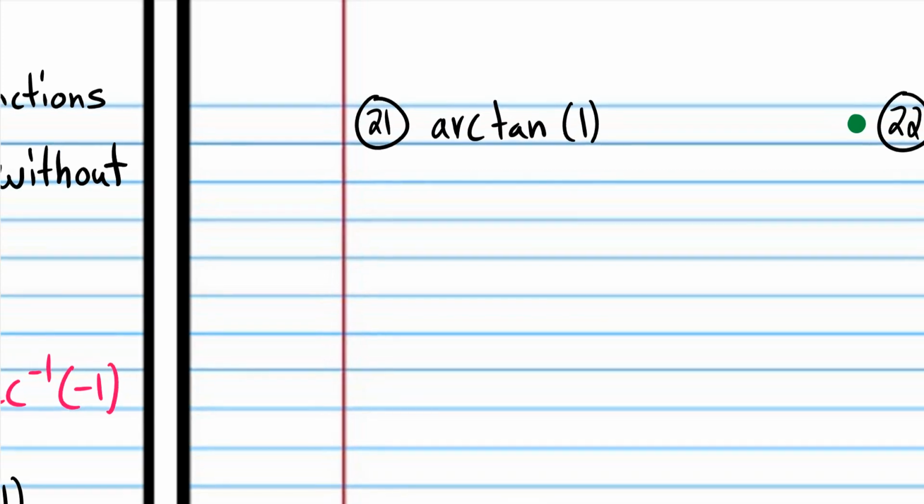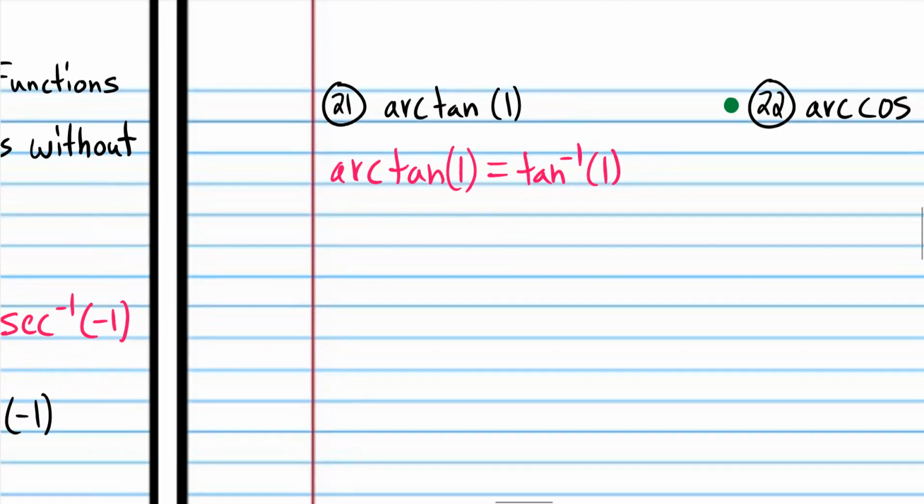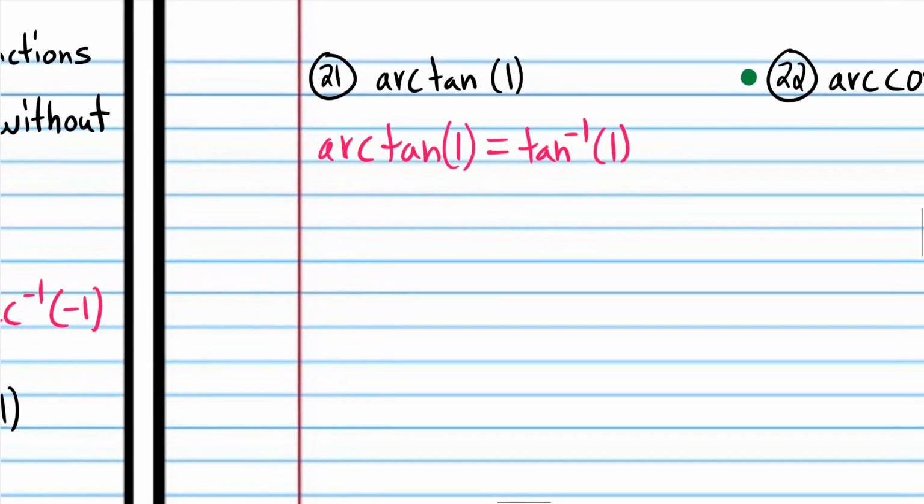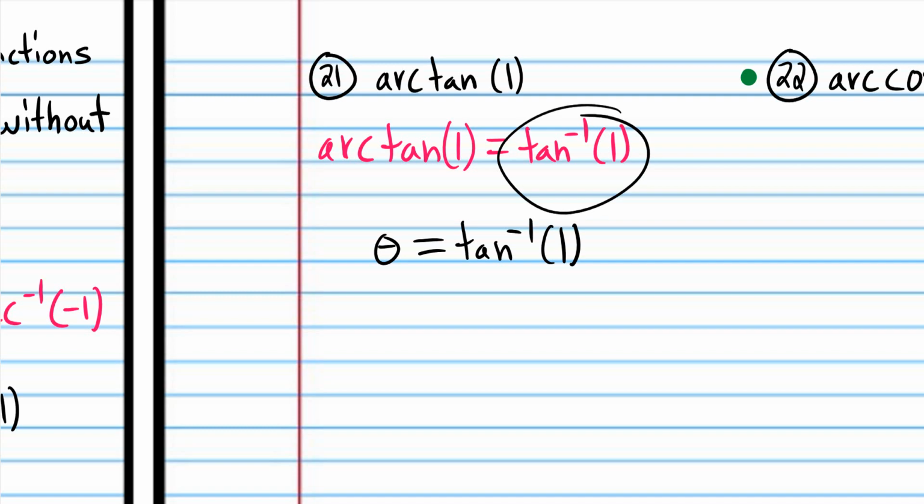So arctangent 1 is the same thing as tangent inverse 1. It's the same thing, and I'm going to set that equal to theta. And by the way, we could use our calculator to find that, but the problems tell us not to use the calculator. So I don't know how to do this.